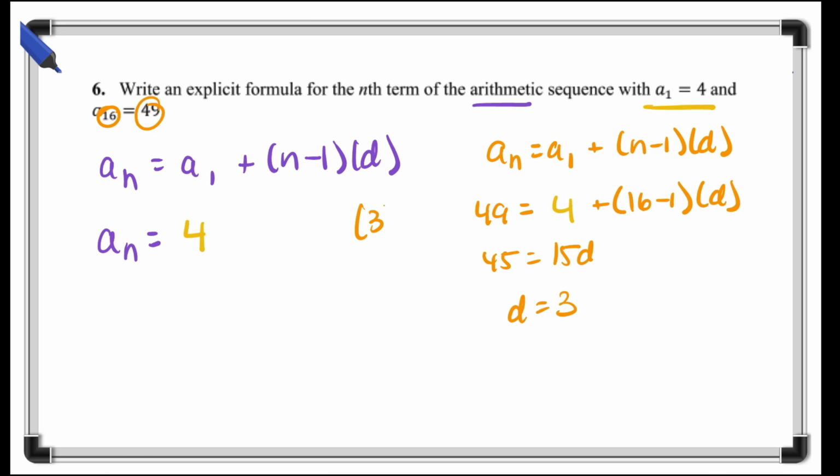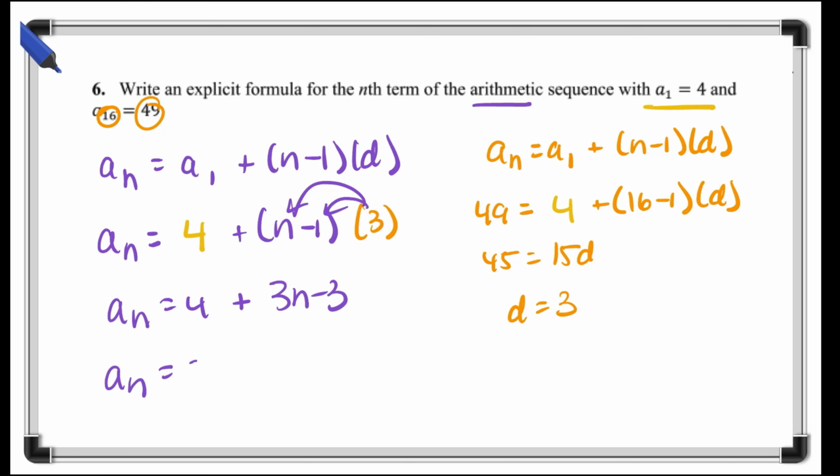So we're going to take that 3 value and plug it back in here. And again, because you have a general formula, we're going to keep n as it is. So as you simplify, you get 4 plus, we're going to distribute, so you have 3n minus 3, so a sub n is 3n plus 1.